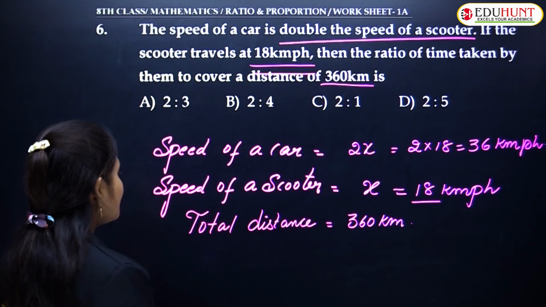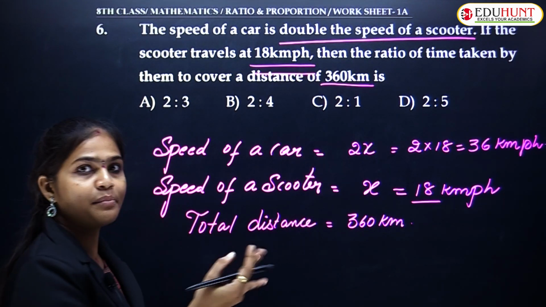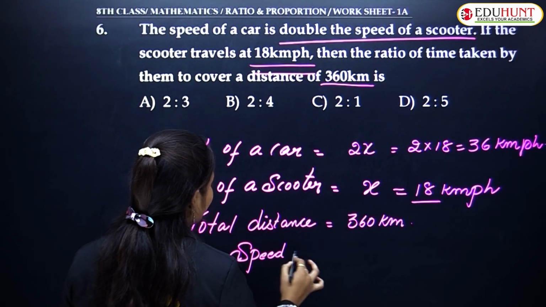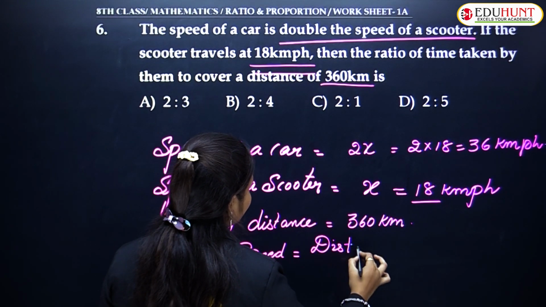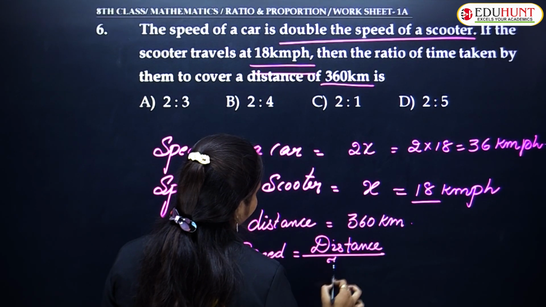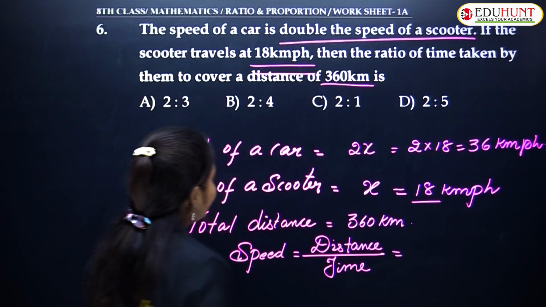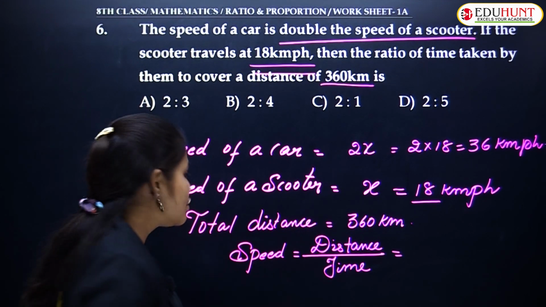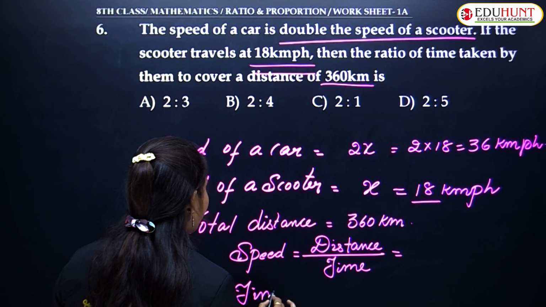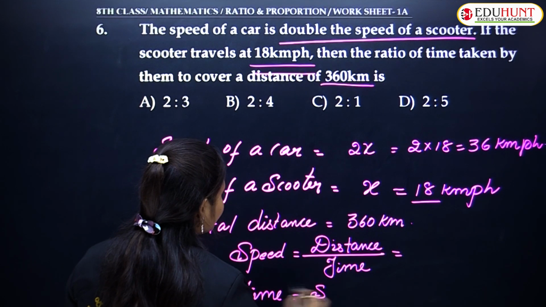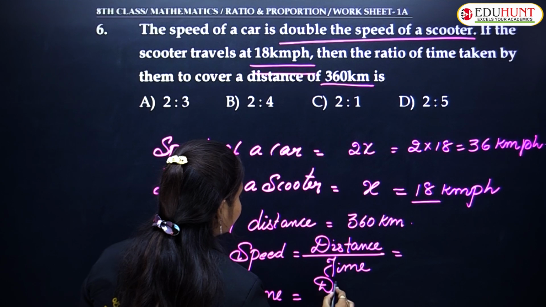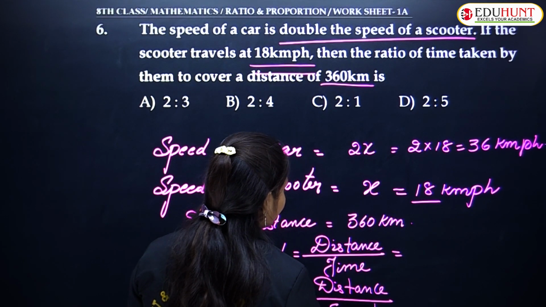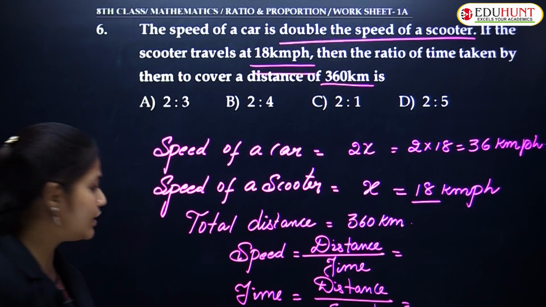Here we use the relation between speed, time and distance. We know the relation, right? Speed is equal to distance by time. Here we know the distance as well as the speed, and we need to find the time. So from this, what is the relation? Time is equal to distance by speed. Am I clear to you? Time is equal to distance by speed.